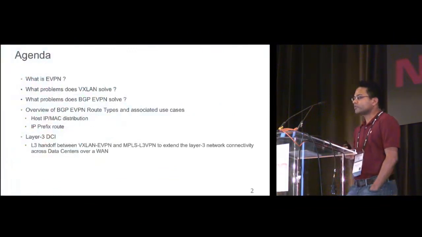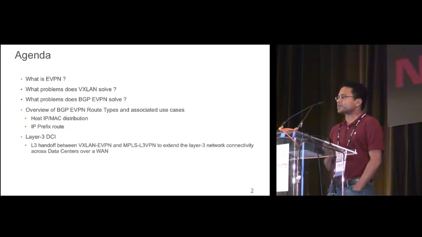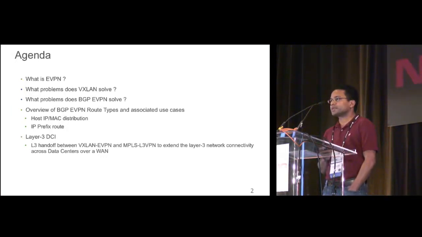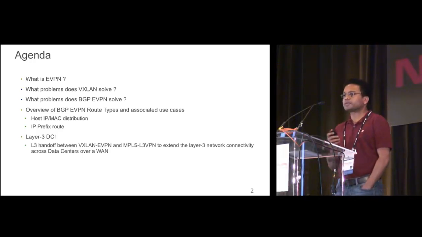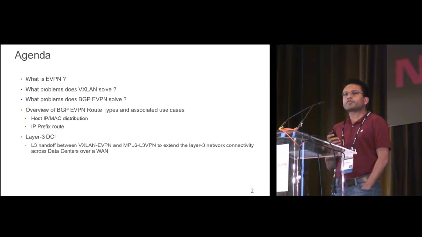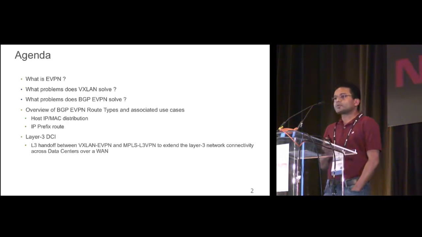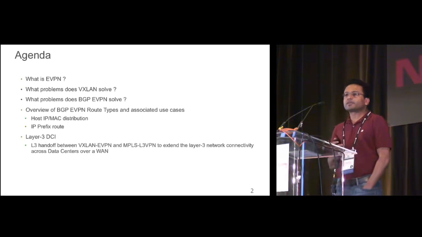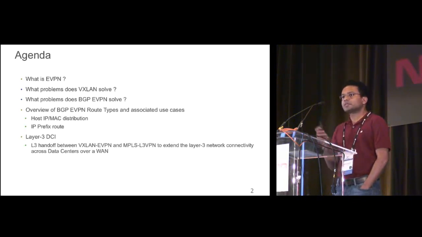what we will cover today is EVPN and the advantages and disadvantages of using VXLAN in a data center, as well as what problems BGP EVPN solves for VXLAN in a data center. We'll get in a bit of depth with an overview of two BGP route types, which are type 2 and type 5, which are specifically needed in the data center. Also, going forward, we'll go over layer 3 data center interconnect, so basically the L3 handoff feature between BGP EVPN in a data center to MPLS on the WAN side.